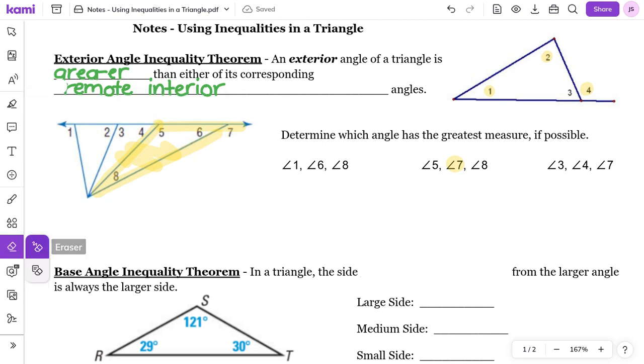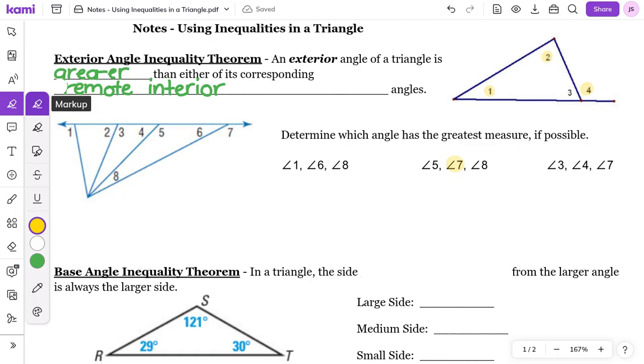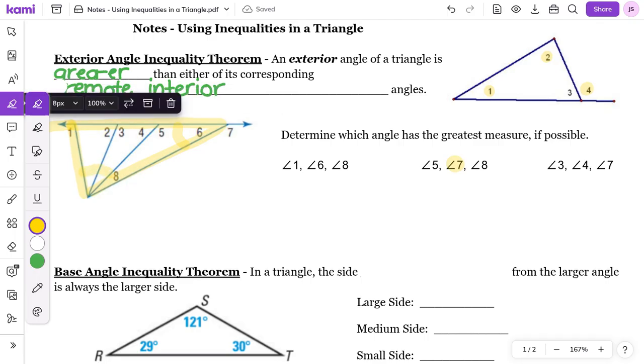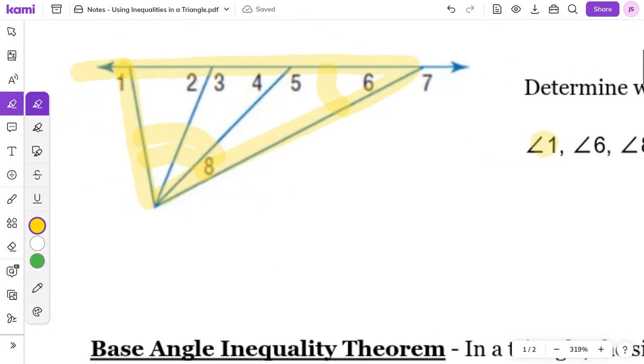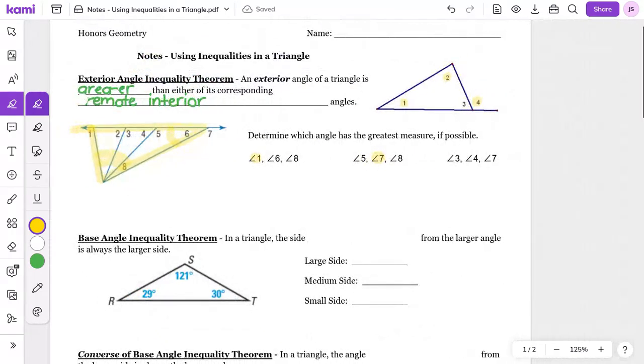If we look at angle 1, 6, and 8, we would focus on this part of the diagram where angle 1 is the exterior angle. Angle 6 is a remote interior. Angle 8 itself is not a remote interior, but it's part of it, right? It's part of that second remote interior angle. So angle 1 must be greater than angle 6 and greater than that second remote interior angle, which angle 8 is part of. So it definitely must be less than that.